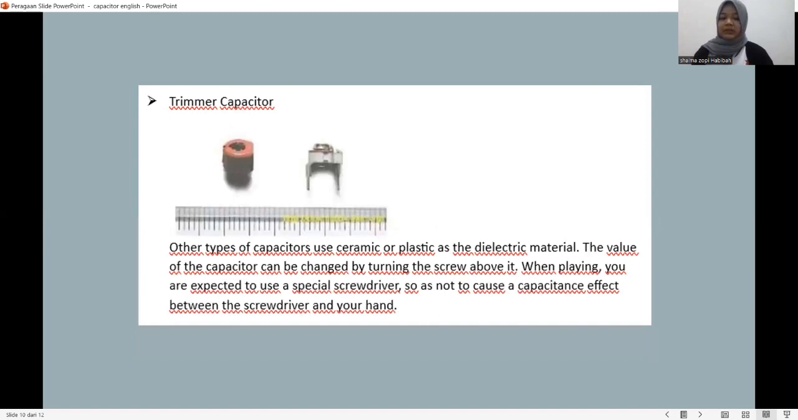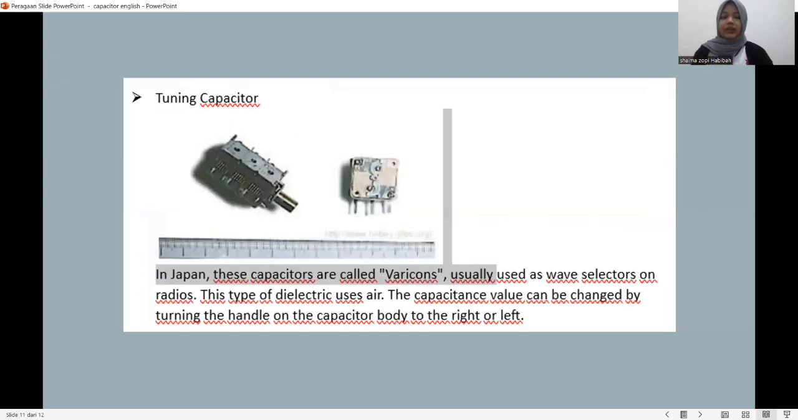And then trimmer capacitor. Another type of capacitor uses ceramic and plastic as the dielectric material. The value of the capacitor can be changed by turning the screw above it. When tuning, you are expected to use a special screwdriver so as not to cause a capacitance error between the screwdriver and your hand. Next, tuning capacitor. In Japan, these capacitors are called bari-kon, usually used as a wave selector on radios. This type uses air as the dielectric. The capacitance value can be changed by turning the handle on the capacitor body to the right or left.